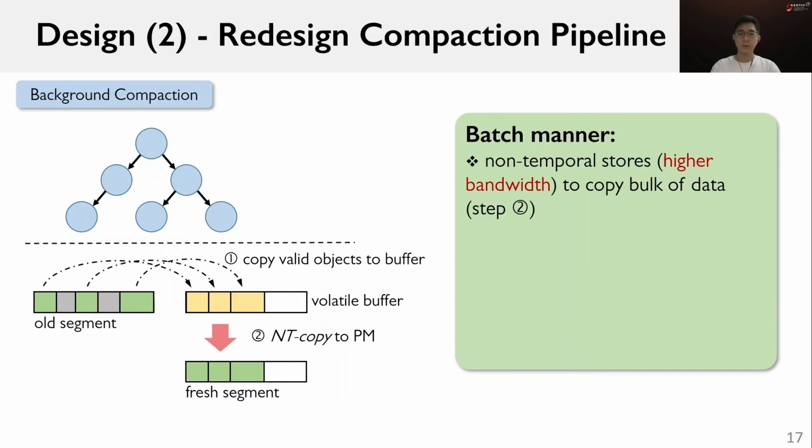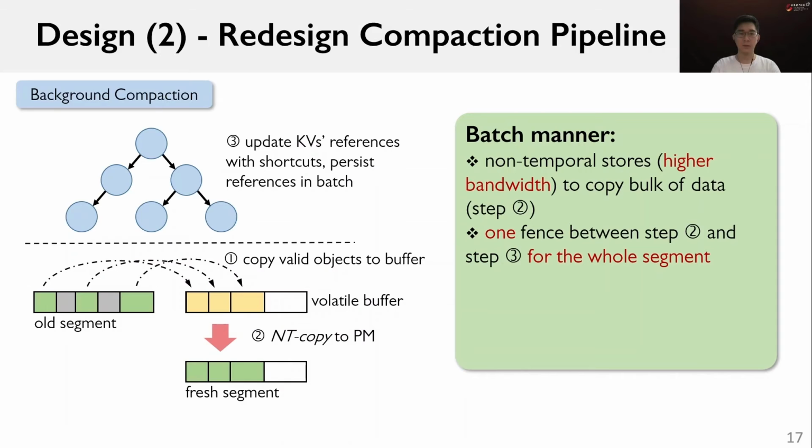In the batch manner, the cleaner first copies all valid objects in the old segment to a volatile buffer. Then, it uses non-temporal stores to copy these objects to the fresh segment. Non-temporal stores move data directly to PM and bypass the CPU cache. Non-temporal stores have higher bandwidth than normal store operations for bulk data.